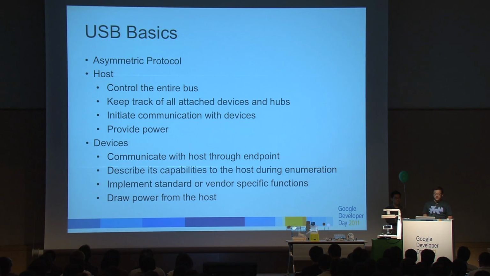So a device will communicate with the host through something called an endpoint, which I will cover in a little more detail later in the slides. And after that, the device also needs to describe its capability to the host during a process called enumeration. The device has to implement either some standard or some vendor-specific function through the interface it provides. And of course, it draws power from the host.